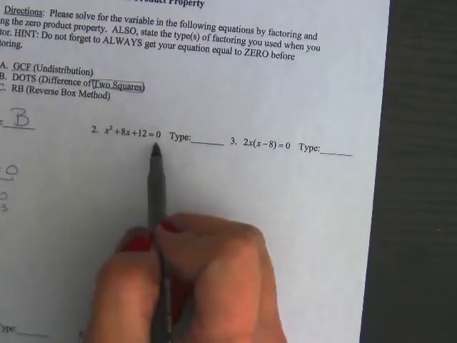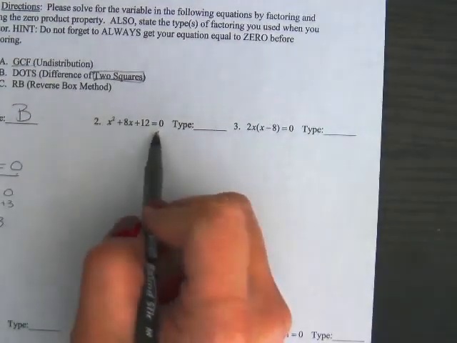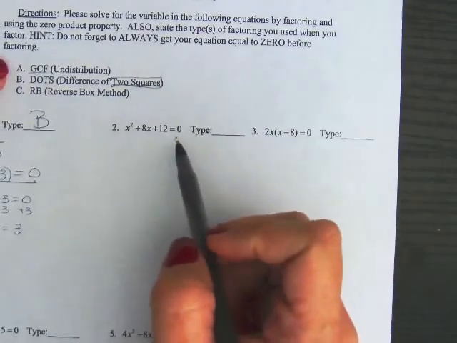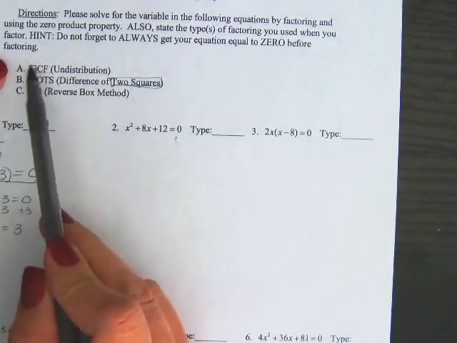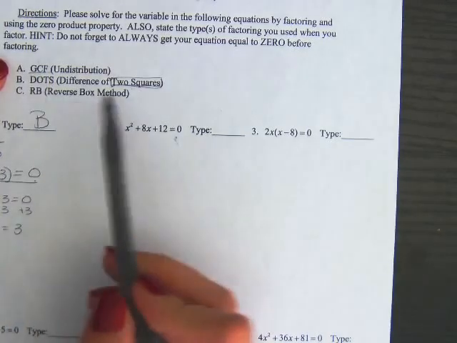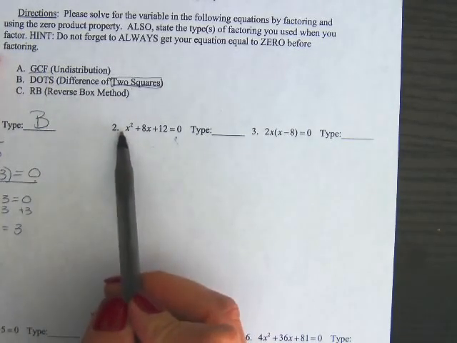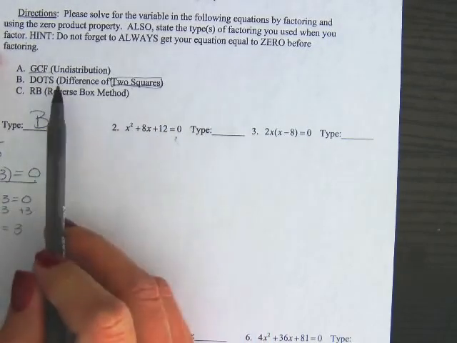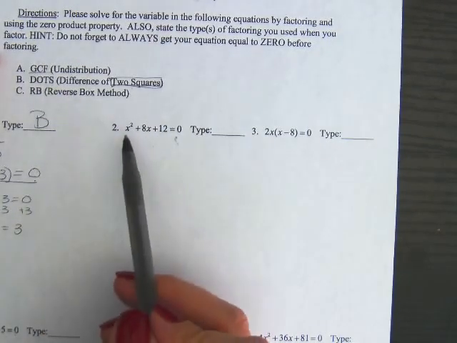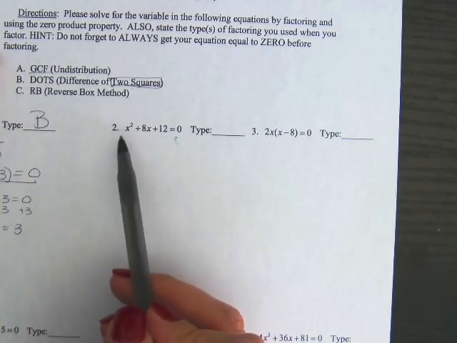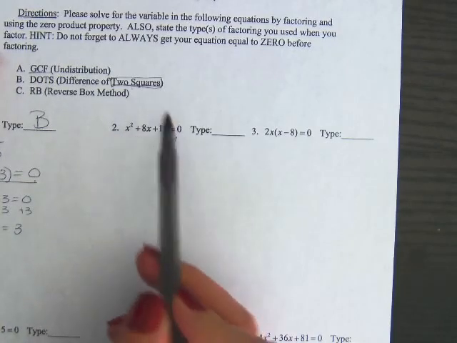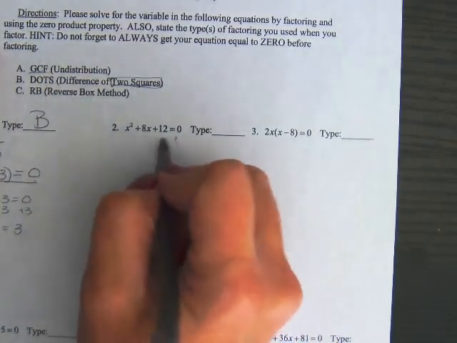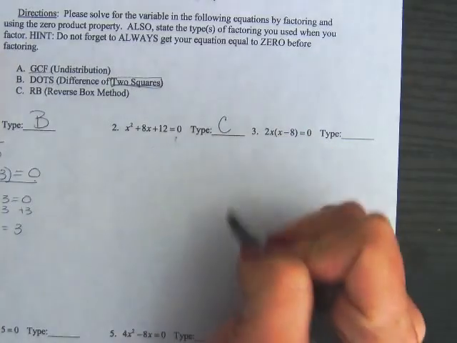For the next one, I'm already solved or set equal to 0, so I have to start looking at my factoring types. Is there a GCF? Always start with your greatest common factor. There is no coefficient here and no x here, so there is no GCF. Next, I would look to see if it's DOTS, but there are not 2 terms. There are 1, 2, 3, so it cannot be DOTS. I must use reverse box. So this is going to be type C.